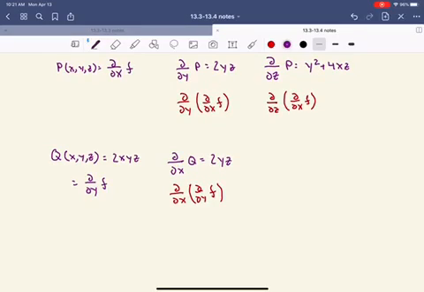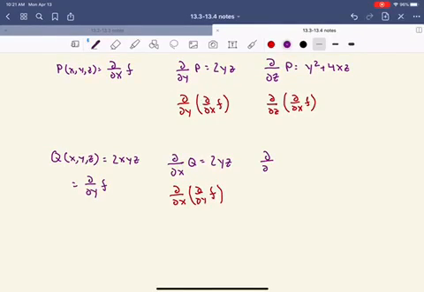Let's take the partial with respect to z of Q. The derivative of this with respect to z is 2xy, and that's the derivative with respect to z of the derivative with respect to y of f.